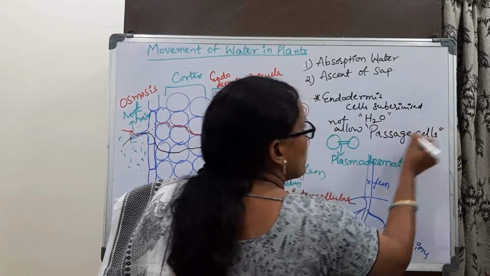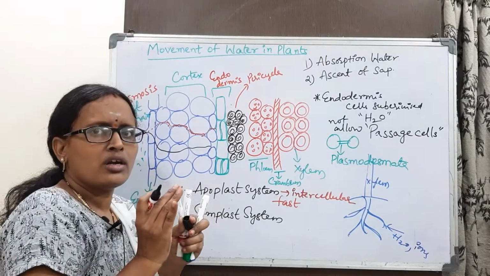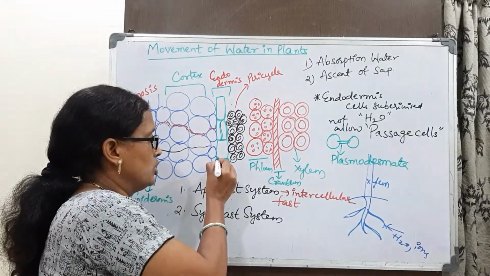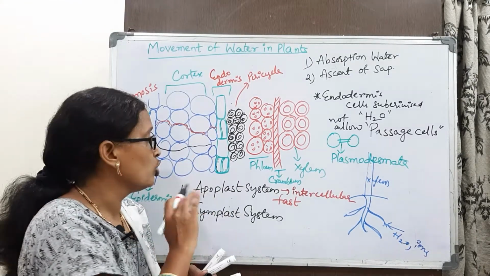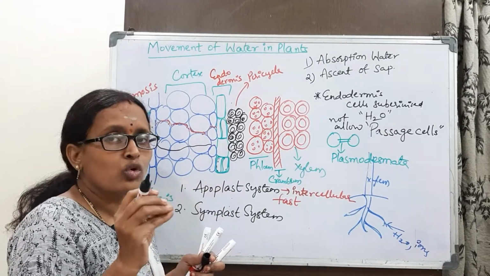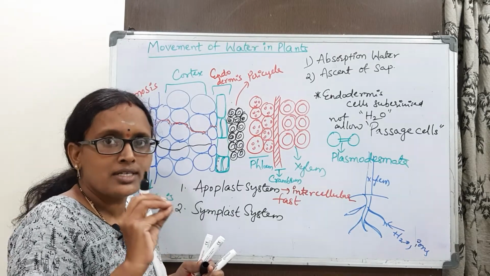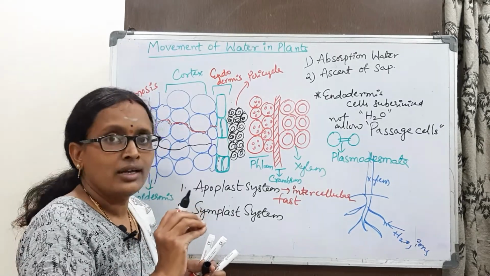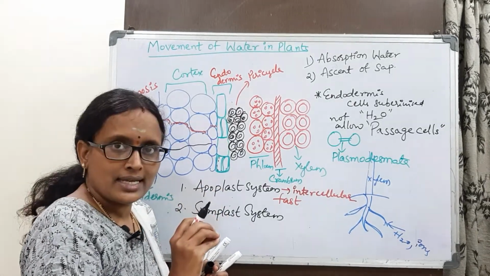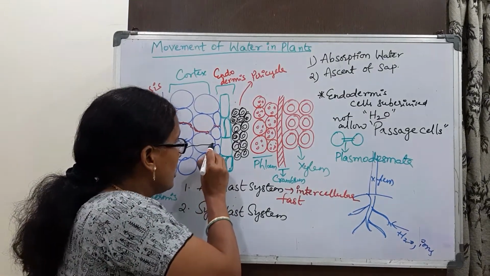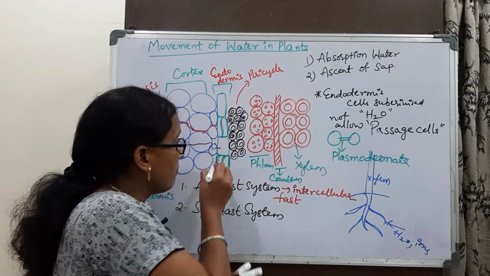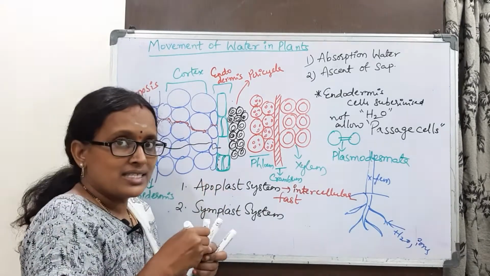Some non-suberinized means these walls are very thick, so they won't allow the water. The endodermis cells won't allow the water, but some cells are without suberin, and they are called passage cells. They allow the water. So water enters through these passage cells.